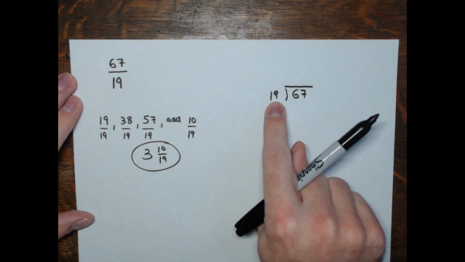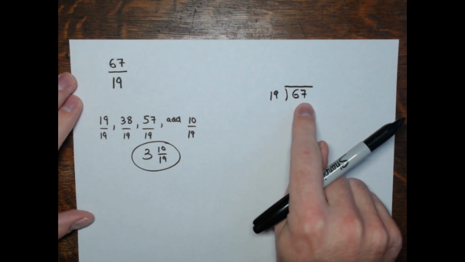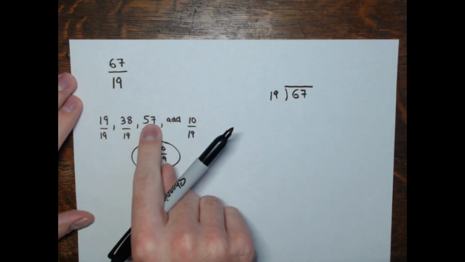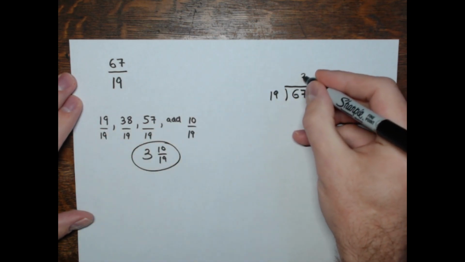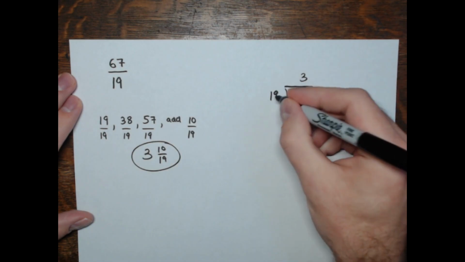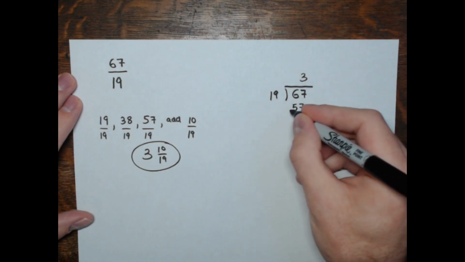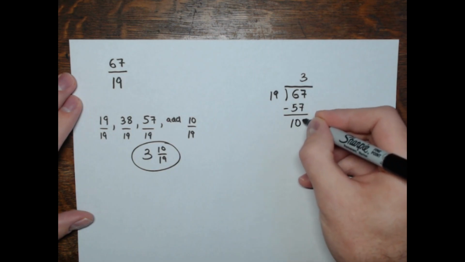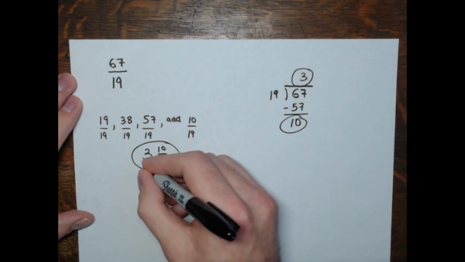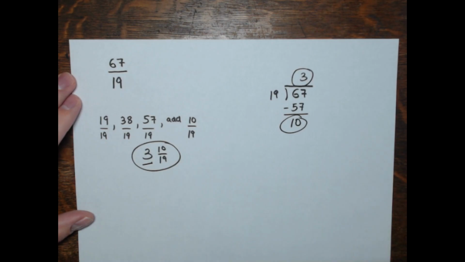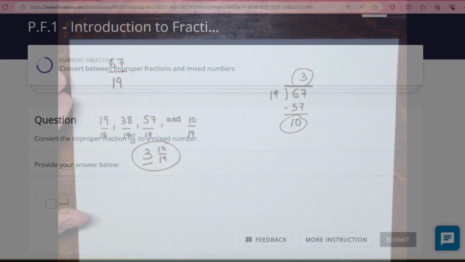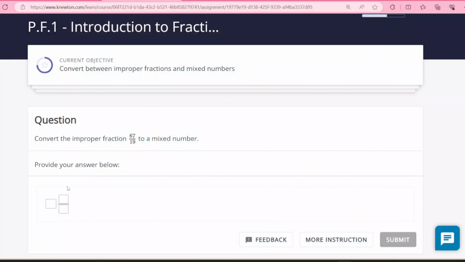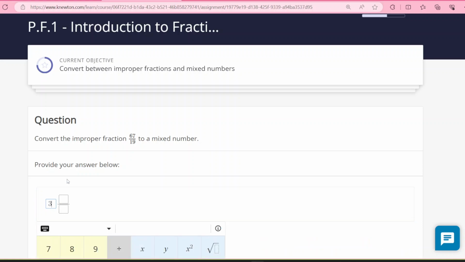Again, very simple. How many times does 19 go into 67? Well, we just saw 1, 2, 3. 4 is too big. So it goes into 67 3 times. 3 times 19 is 57. Subtract, you got remainder of 10. All right, so 3 and 10 19ths for the mixed number version of 67 19ths. 3 and 10 19ths.